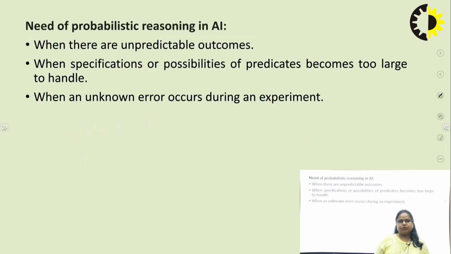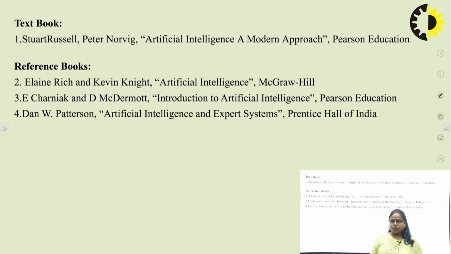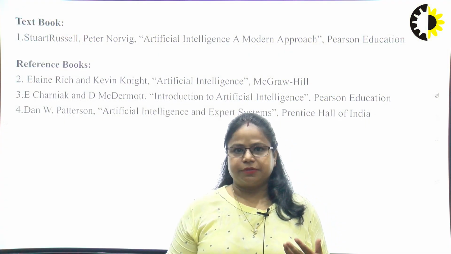Now, why do we need it? Because sometimes we have to deal with unpredictable outcomes. Sometimes the specifications and possibilities of predicates become too large to handle, or sometimes an unknown error occurs during an experiment. Then we require probabilistic reasoning, right? So this is all about the basics of reasoning.